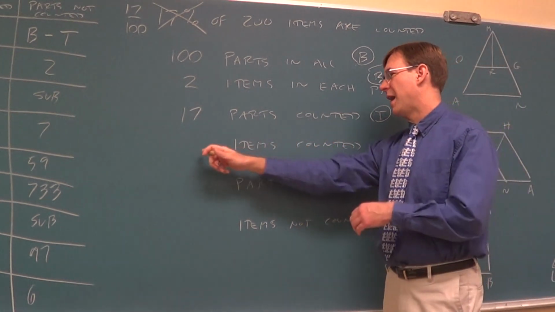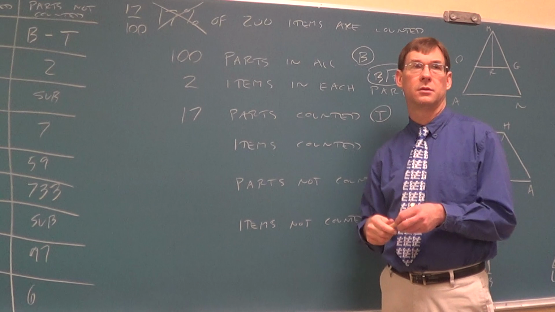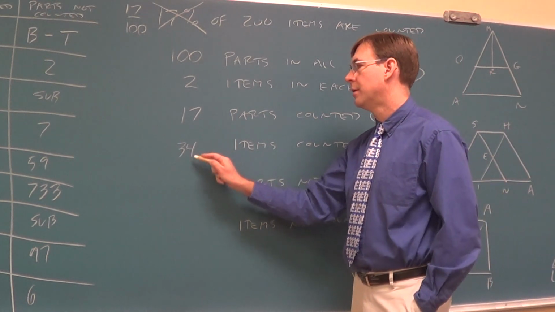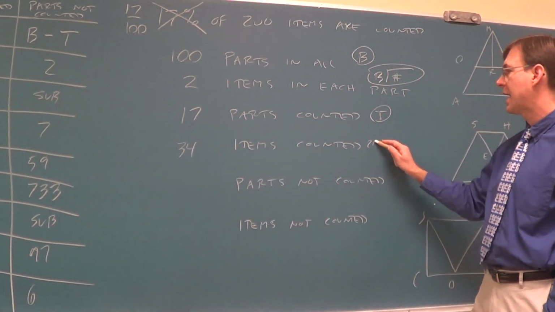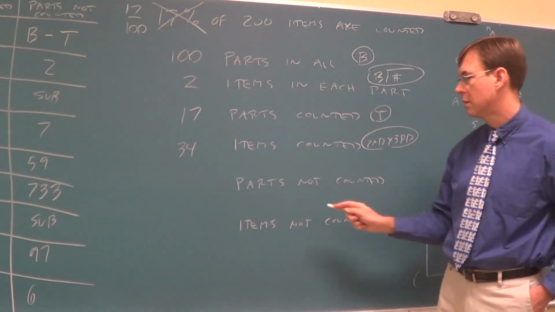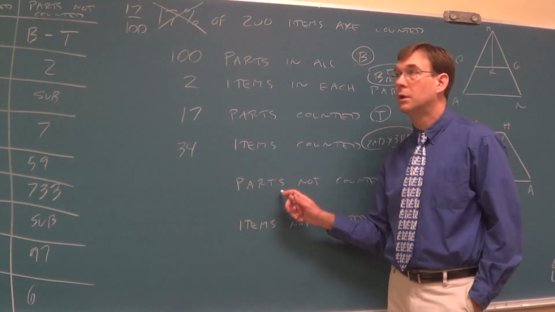So if items then counted, there's 17 parts, they're coming in pairs. How did we do that one? 34. How'd you do that? Multiply the second number times the third. We multiply the 2 times the 17, the second answer times the third answer. It's gonna make that answer. Left outs, who are the parts left out? 3.